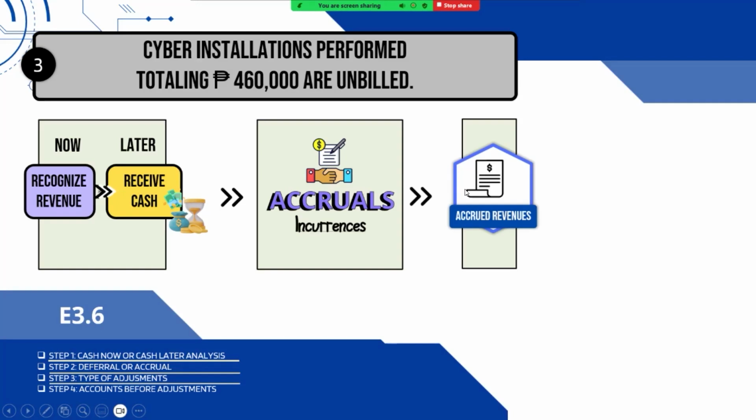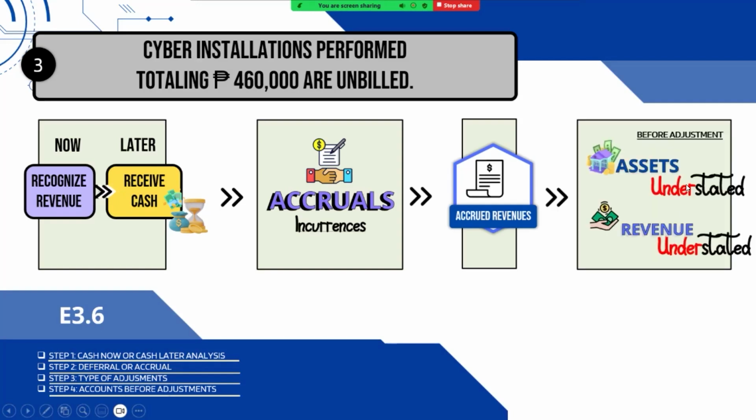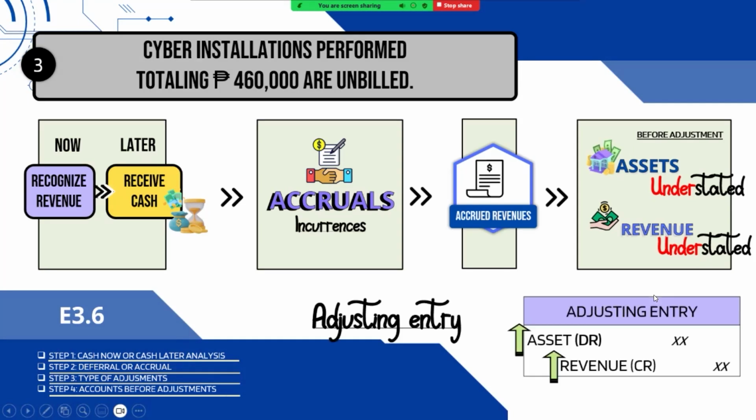And therefore, what do we need to do? What happens if we do not record this adjusting entry? Well, before the adjustment, our revenues will be understated and our assets will be understated. To correct this, the needed adjusting entry would go like this. First, we need to increase our understated asset by debiting an asset. And the next thing is to increase our revenues by crediting revenue as well.